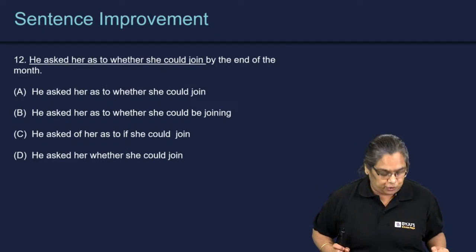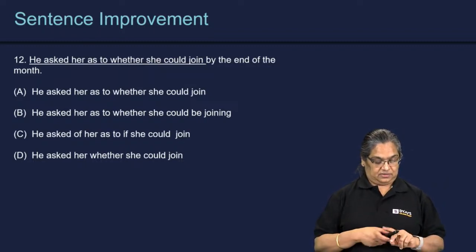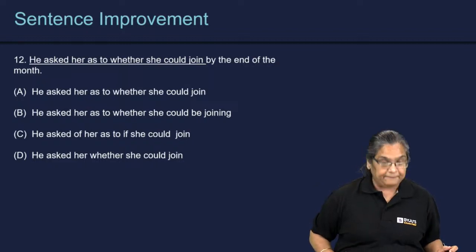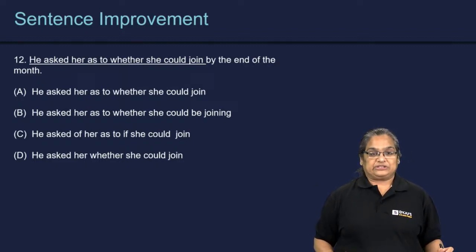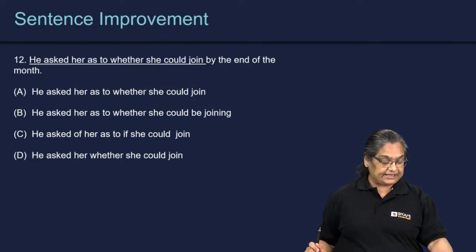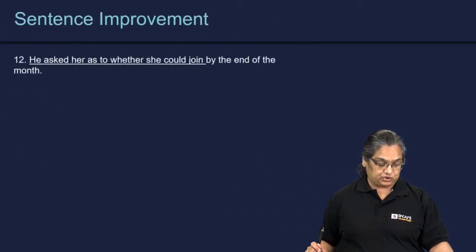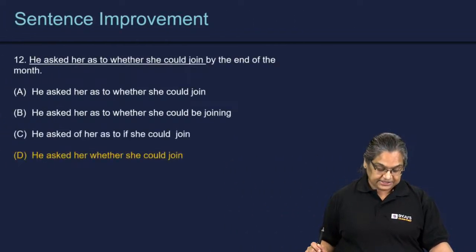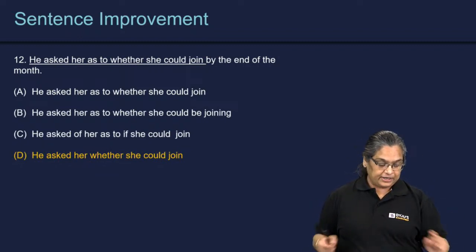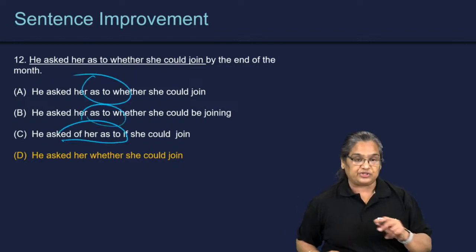Quick, quick, quick. 12 is C. Pratyush says D. All right, the most common answer is D, and D is the correct answer. Now, before whether, please do not use as to. He asked her whether A or B. What's your preference? So asked of her as to, asked her as to is wrong.